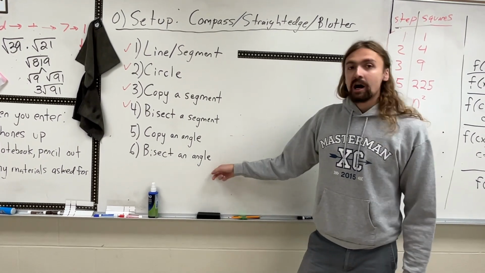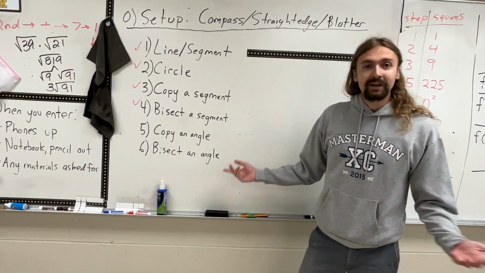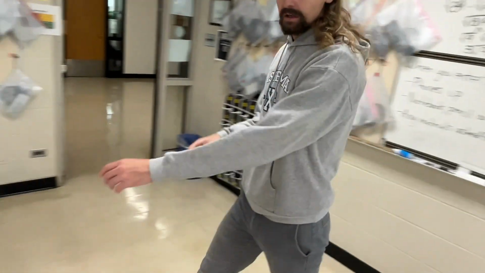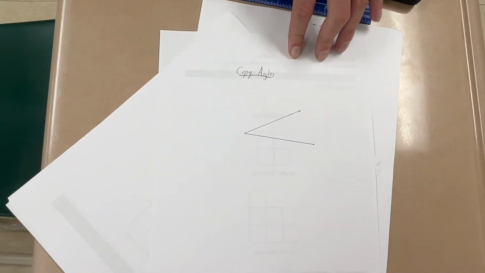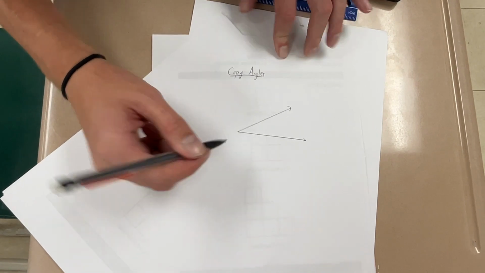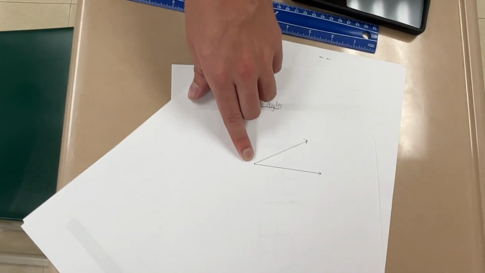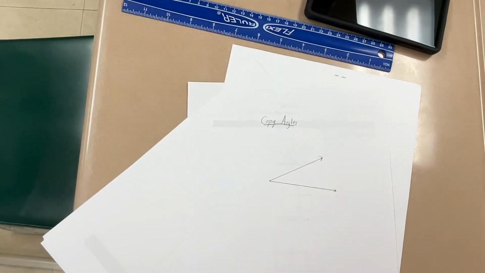Now we're going to learn how to copy and bisect an angle. To start off, we need an angle. So let's get over here. We're going to learn how to copy an angle. Here's an angle. Remember, it's made of two rays joined at a common, what is this point called? It's a vertex. Yes, this point is called a vertex.